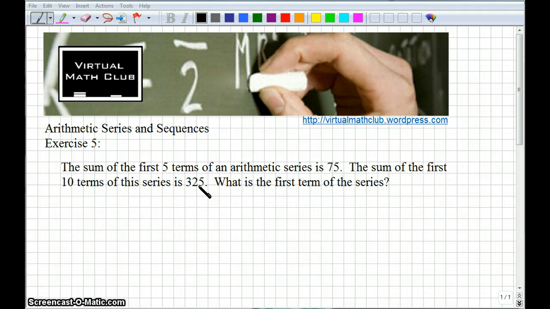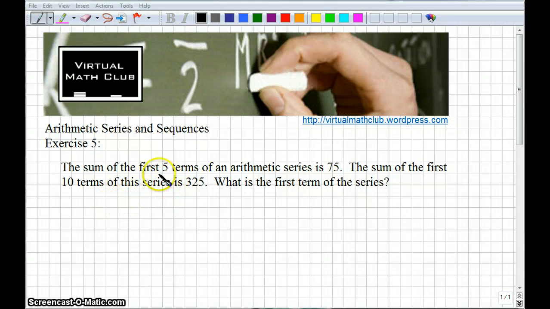Exercise 5: we're told that the sum of the first 5 terms of an arithmetic sequence is 75, and the sum of the first 10 terms of the series is 325. The question asks, what's the first term of the series? Oh boy. I gave you some pretty tough ones here, I think. This one and the one before it, exercise 4, are more like problems than exercises, and they require some algebra skills. But don't let that worry you. It's not so bad. So let's just list out what we know.